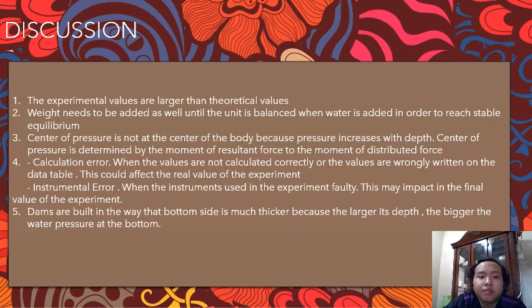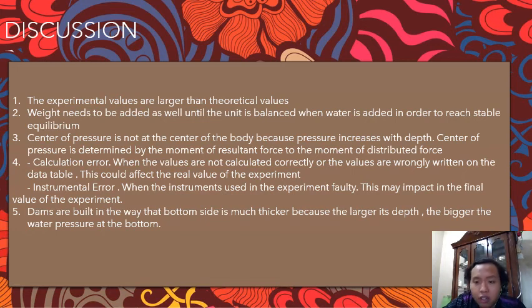Okay, number 4, calculated error. When the values are not calculated correctly or the values are wrongly written on the data table, this could affect the real value of the experiment. Instrumental error. When the instrument used in the experiment is faulty, this may impact the final value of the experiment.